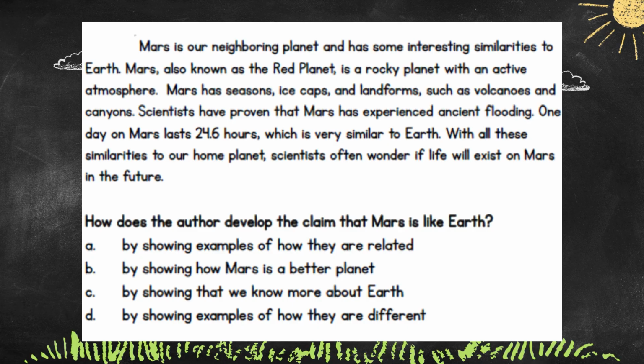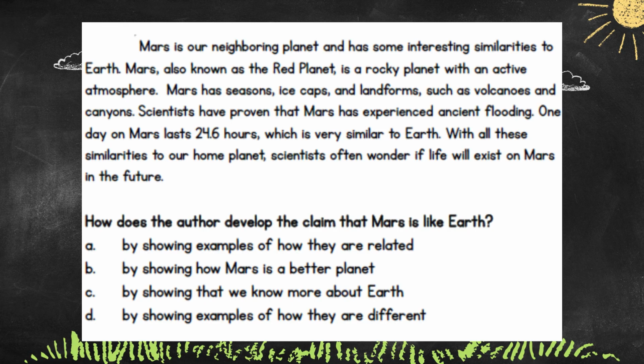How does the author develop the claim that Mars is like Earth? So, in the question, they're actually telling us the claim. The claim is that Mars is like Earth. That is what the author is claiming. Now we're going to find our reasons, our evidence that backs up what that author's claimed. So, A, by showing examples of how they are related. B, by showing how Mars is a better planet. C, by showing that we know more about Earth. D, by showing examples of how they are different.